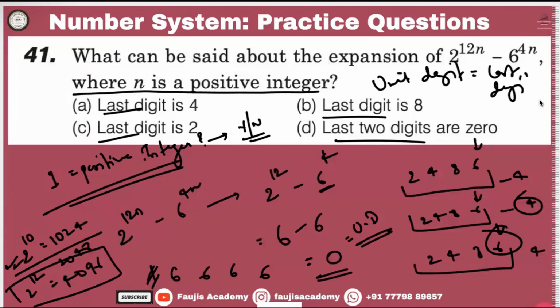Which one is the correct answer? The last digit is 0, the unit digit is 0. Then you are saying the last digit is 2? How? So which option is correct? A, B, C or D? D, sir. Yeah, absolutely D. It will look like movies to you right now. I'm telling you, it has to be practiced.